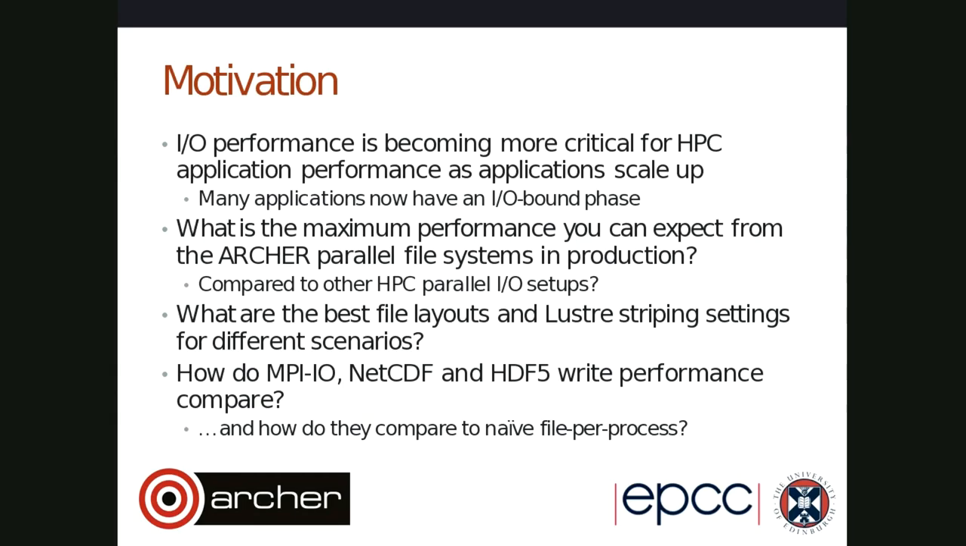In particular for Archer, what are the best parallel I/O schemes, file layouts, Lustre striping settings, which are under user control on Lustre, but you don't have so much control on GPFS? What are the best settings that people should use for different scenarios, and what are the preconditions for getting good performance? How do things like MPI/IO and the libraries that are built generally on top of MPI/IO, NetCDF and HDF5, how does their parallel write performance compare? And how do they compare to a very naive file per process scheme for doing parallel I/O?